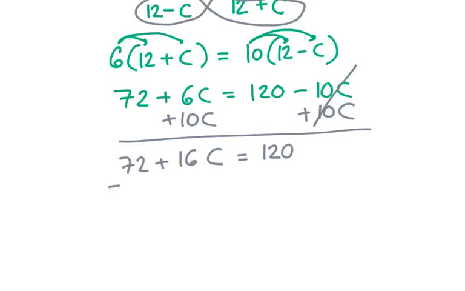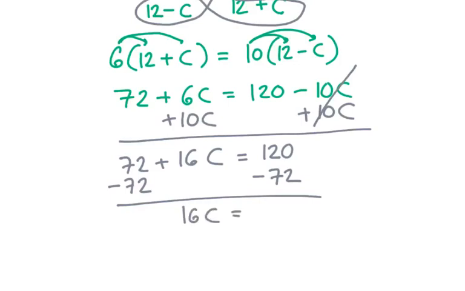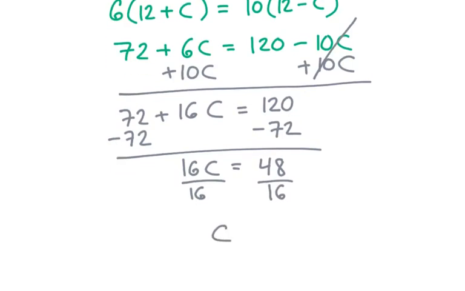So then I'll move all my numbers to the right side of the equation. So I'll get 16c is equal to, let's see, and what's that make, 48. And then we'll divide by 16 to get c alone. So it looks to me like we're finding that c equals 3.